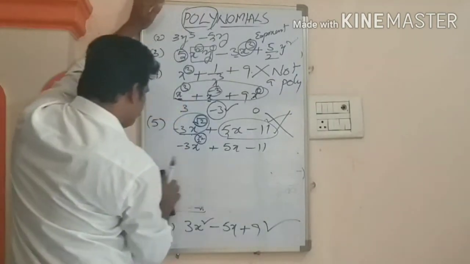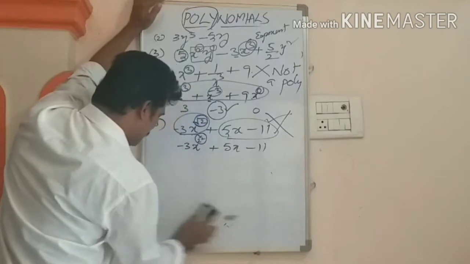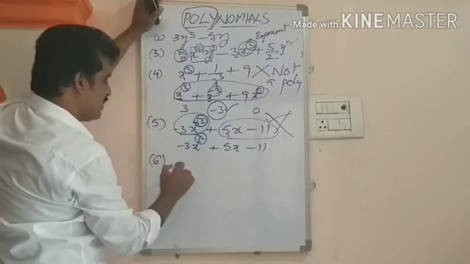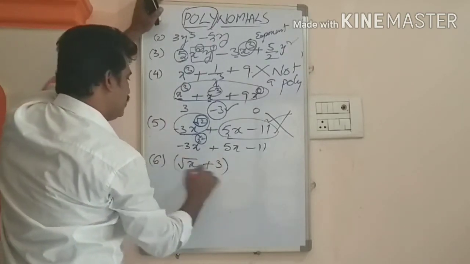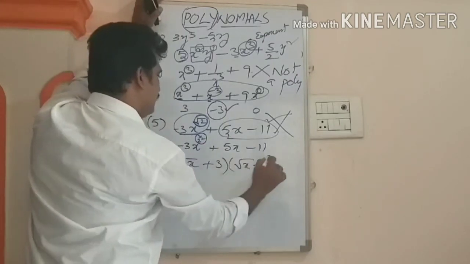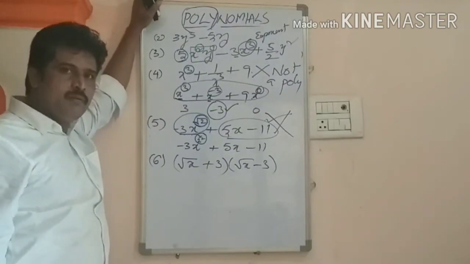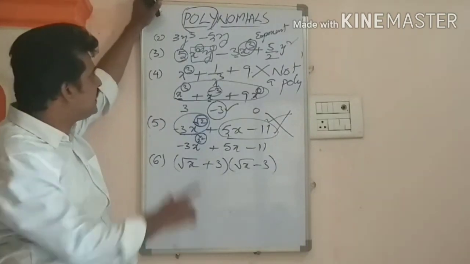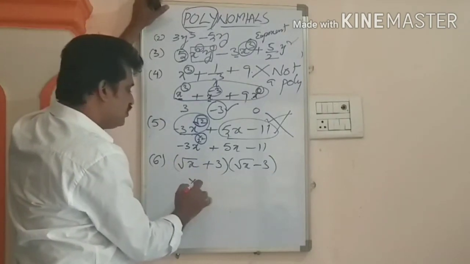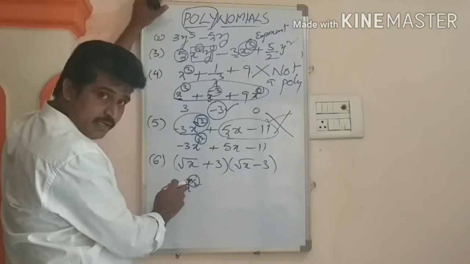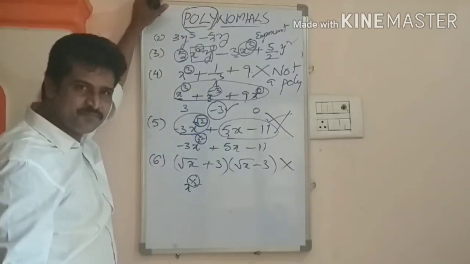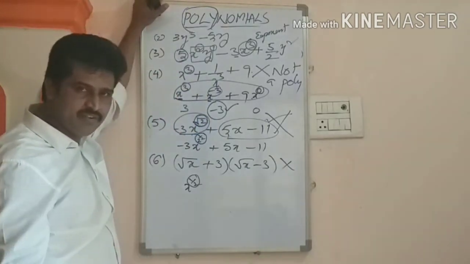Okay. Now, for example, I will give you one more. See, sixth example, root x plus 3 into root x minus 3. If I give it like this, as I said earlier, root x means x to the power 1 by 2. So the power is a rational number. It's not an integer. So you may say that it is not a polynomial. No, you have to understand carefully.